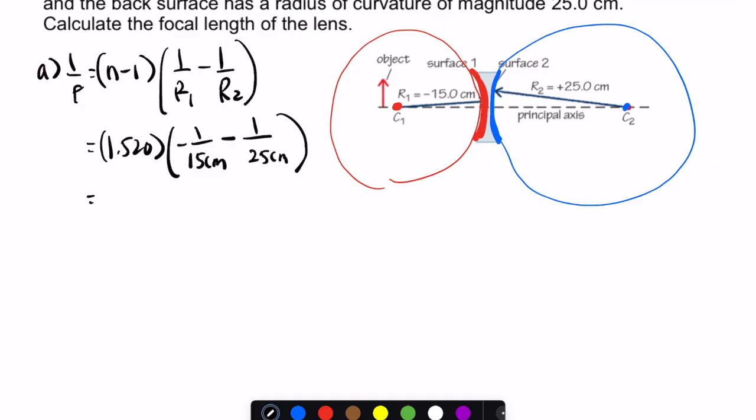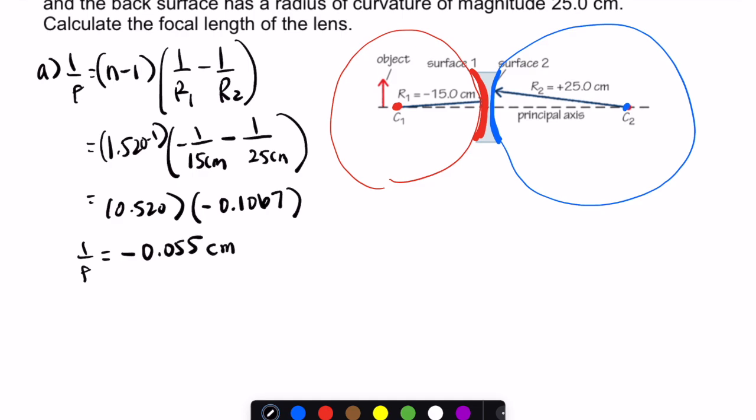That's going to give us a negative f, which makes sense because remember we saw that diverging lenses have negative focal lengths or focal points. So let's go ahead. Oh, why did I do that? I forgot my minus 1 here, didn't I? There we go. So we're going to get 0.520 times (negative 1 over 15 minus 1 over 25), and that is negative 0.1067. That's going to give us a 1 over f of negative 0.055 like we had before. And so our focal length will now be negative 18.1, and our power will be negative 5.55 diopters.